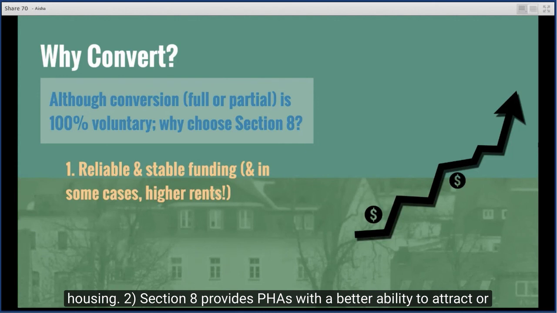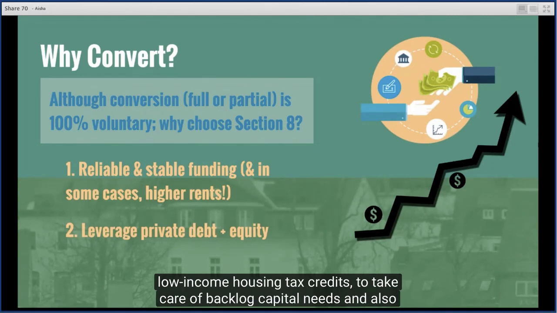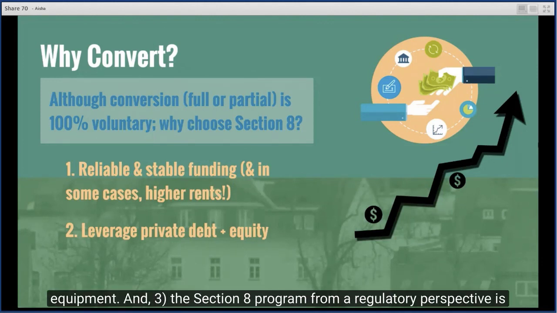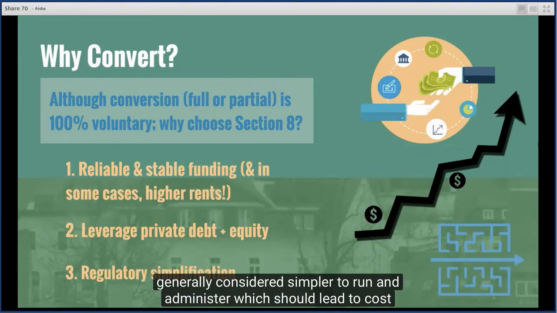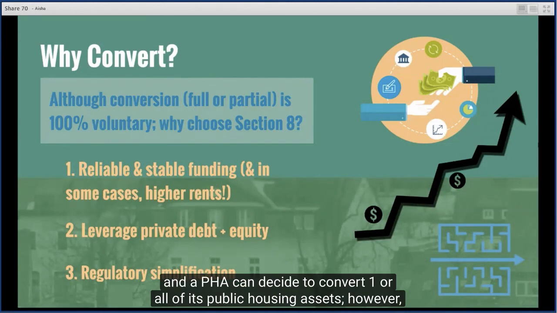Second, Section 8 provides PHAs with a better ability to attract or leverage private debt, such as a first mortgage, as well as equity, as in low-income housing tax credits, to take care of backlog capital needs and also to ensure adequate reserves for future replacements of systems and equipment. And third, the Section 8 program, from a regulatory perspective, is generally considered simpler to run and administer, which should lead to cost savings.